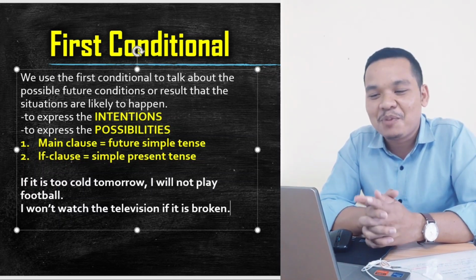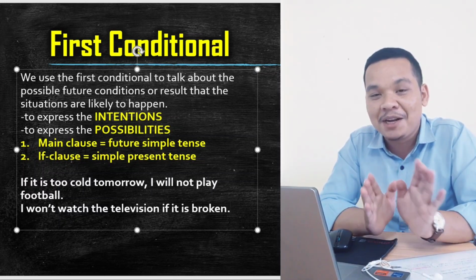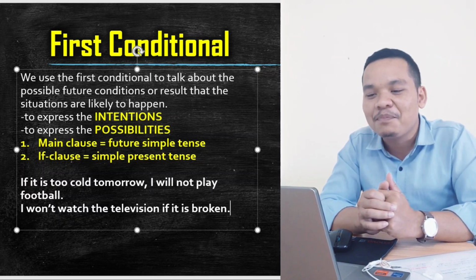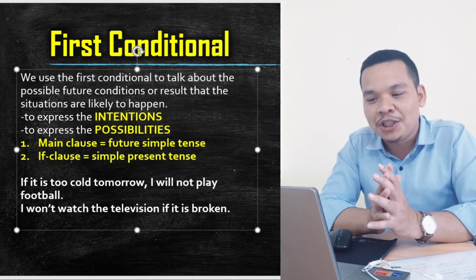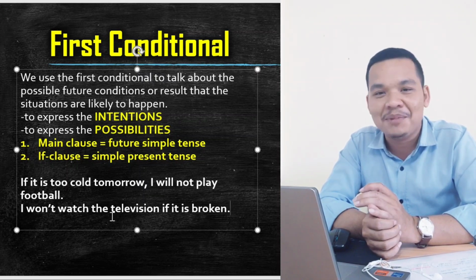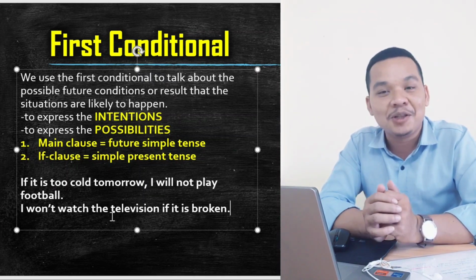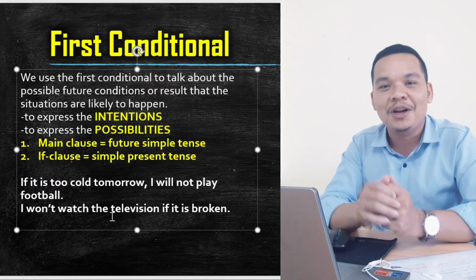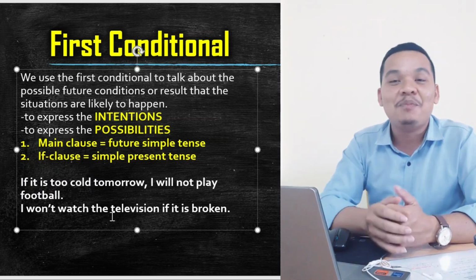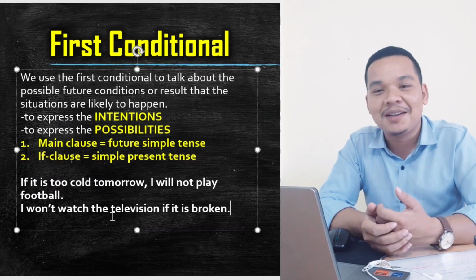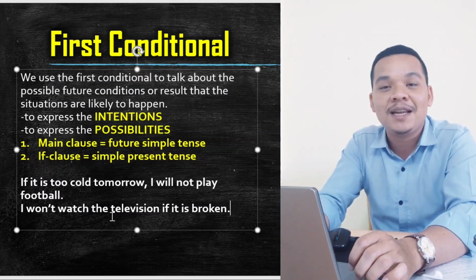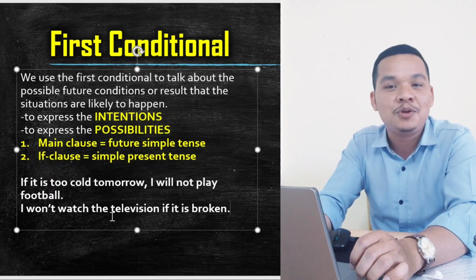Alright. But in this sentence I use the main clause at the beginning and I don't use a comma. I use the if clause in the second place. Okay, I won't watch that means I will not watch the television if it is broken. Alright, but actually something that we predict, I still said something that we predict to happen in the future, it is likely to happen.